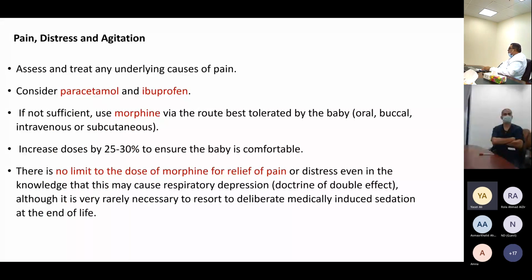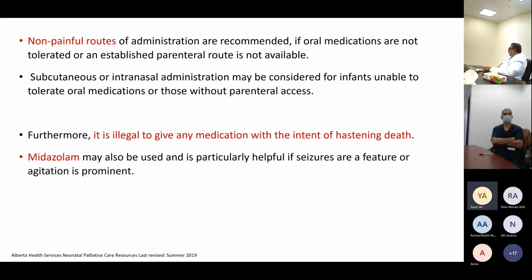Symptoms like pain, distress, and agitation can be treated pharmacologically with paracetamol and ibuprofen. If not sufficient, morphine is used. Here we have to mention that there is no limit to the dose of morphine for relief of pain or distress, even in the knowledge that this may cause respiratory depression. Non-painful routes of administration are recommended, and furthermore, it is illegal to give any medication with the intent of hastening death. Midazolam is another medication used in seizures and agitation.